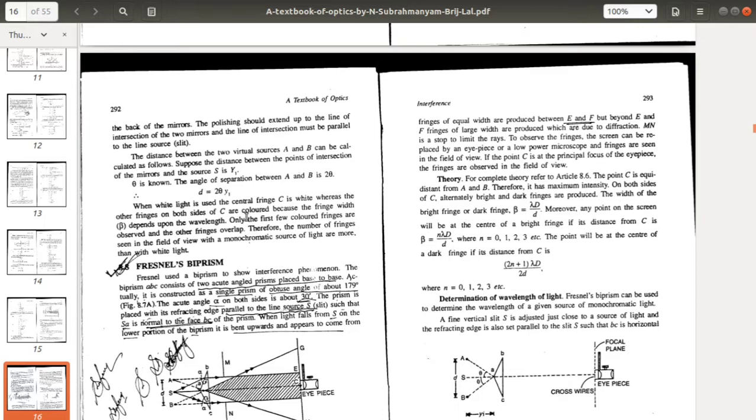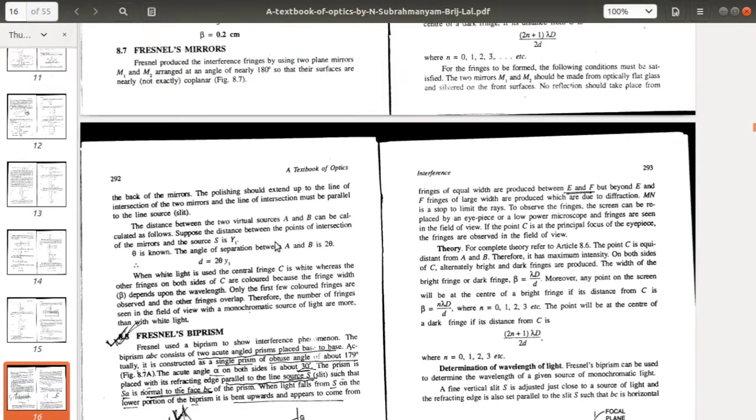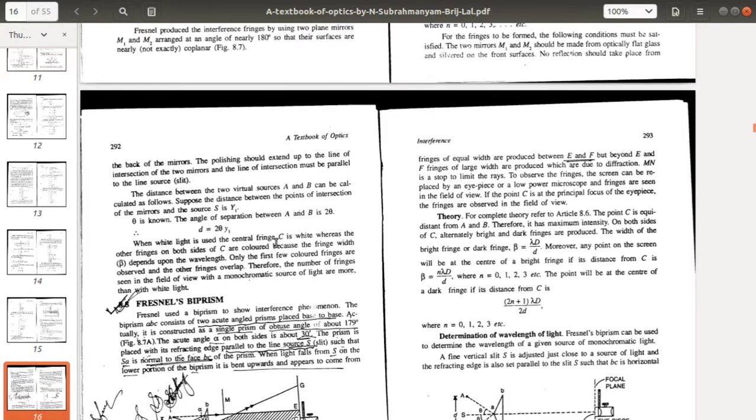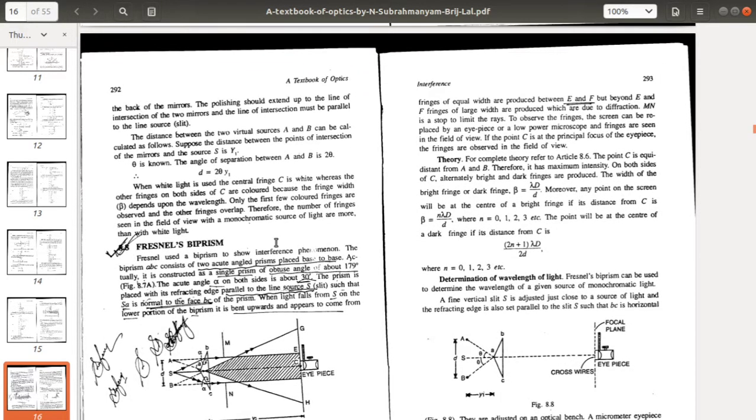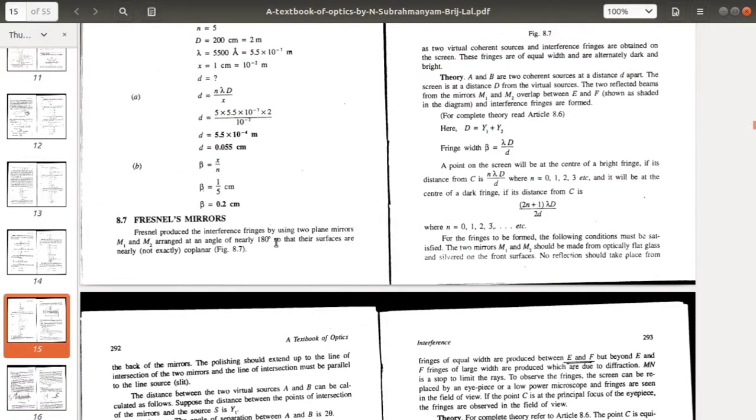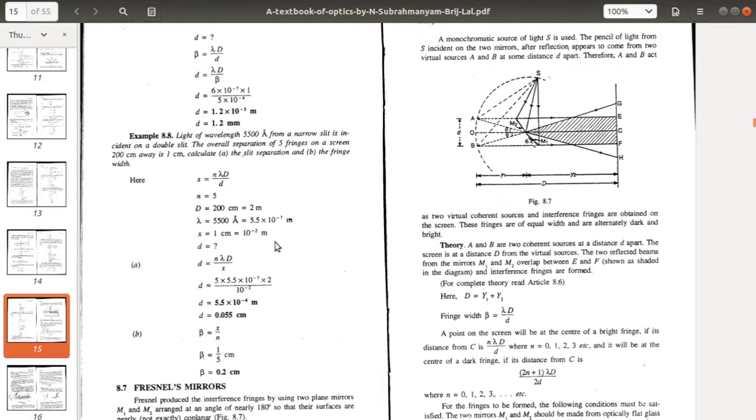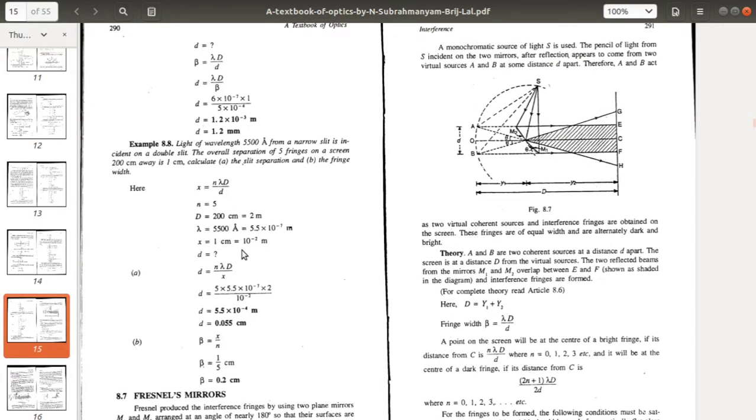Only the first few colored fringes are observed and the other fringes overlap. Therefore, the number of fringes seen in the field of view with a monochromatic source of light is more than with white light, because as the distance from the central point increases, the other fringes overlap. So we can see only the first few colored fringes. So this is about Fresnel's two-mirror arrangement to produce interference fringes.